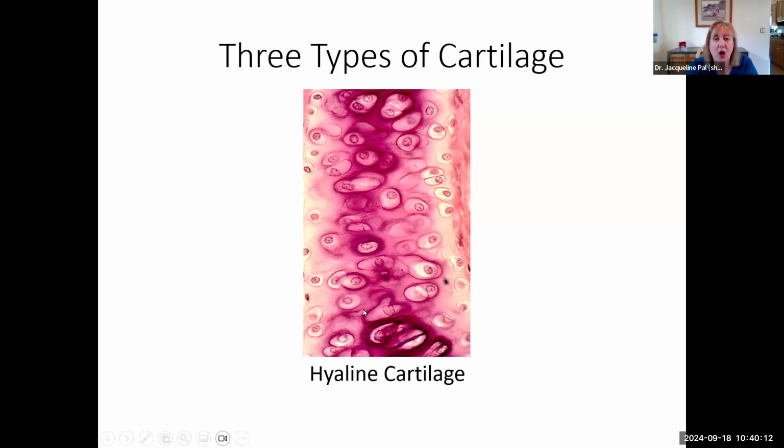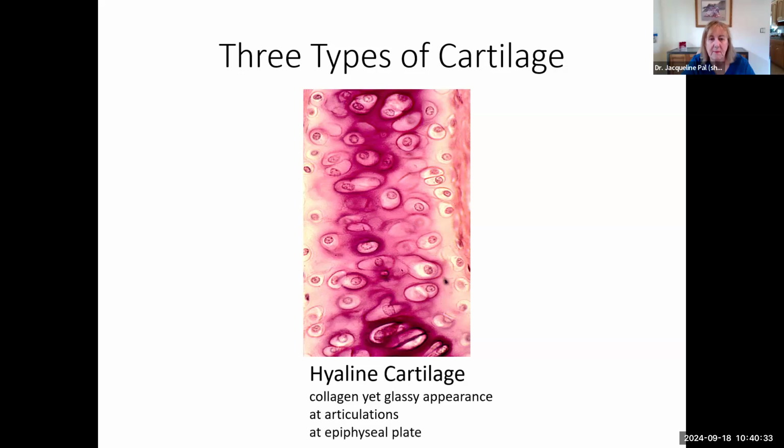And this type of cartilage is known as hyaline cartilage. Yes, there's a lot of collagen there, but because of the amount of water, it has a very glassy appearance. And this is the type we find at all of our articulations, our joints that are mobile, all of our synovial joints, and also at our epiphyseal plates, all of our growth plates.